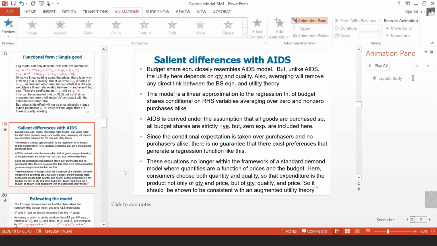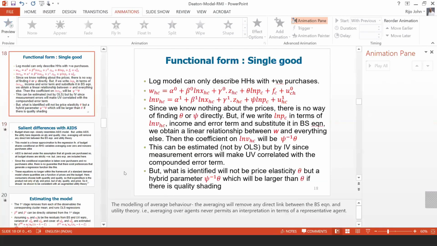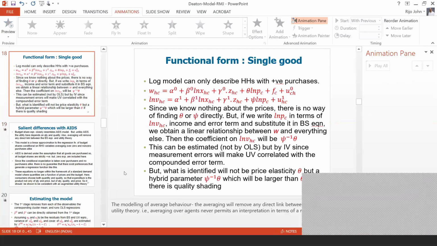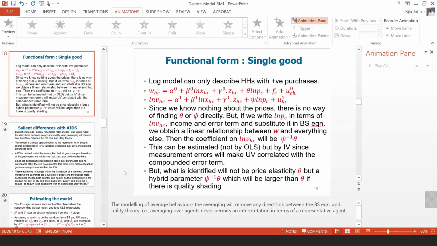When we estimate the AIDS model, it is derived under the assumption that all goods are purchased, so all budget shares are strictly positive. But in this particular model, we consider both zero expenditures and non-zero expenditures. For example, our budget share regression will have budget shares of zero. Zero is also allowed as a budget share, right? There will be households who are not spending on any given commodity, so the budget share will be between 0 and 1.